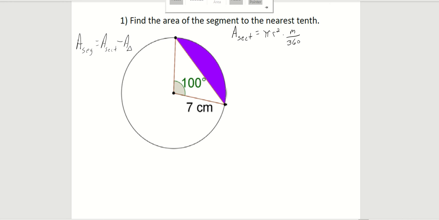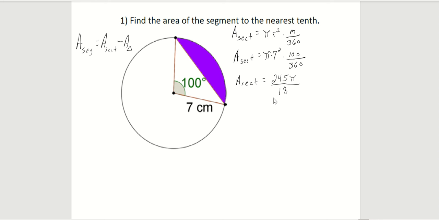So we want to ask ourselves, what is the radius and what is the measure of the central angle or the measure of the intercepted arc, both of which are the same thing. So the radius is 7 centimeters and the measure of the central angle is 100 degrees. So the area of the sector is pi times 7 squared times 100 over 360, which is going to be 245 times pi over 18. We'll round this to the nearest tenth at the end, so we'll get the exact answer and the rounded answer.